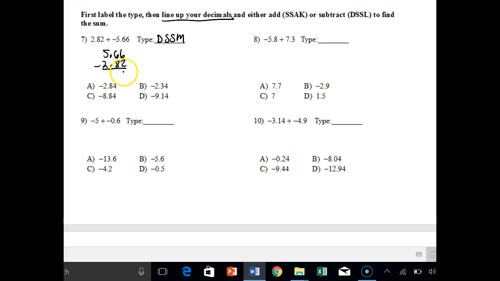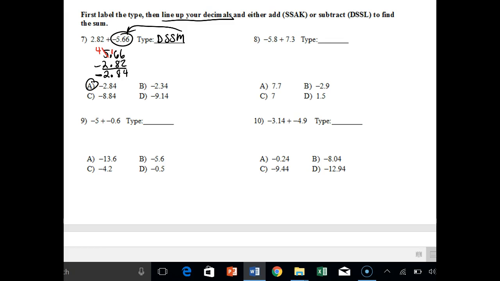So 6 minus 2 is 4. I cannot do 6 minus 8. I have to borrow. So that becomes a 4. This becomes a 1. Please look out for borrowing. 16 minus 8 is 8. 4 minus 2 is 2. 2.84. But you're like, wait, where's the negative? There's more negatives. That's where the more comes in place. So it's going to be a negative 2.84. That is your answer. I would pause right now, and I would do number 8.